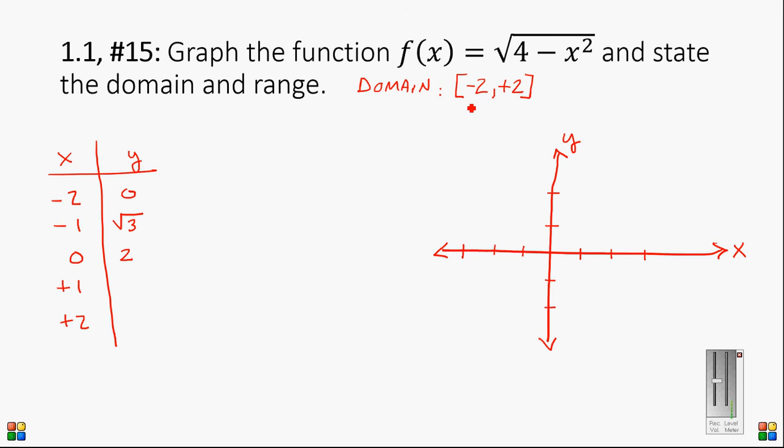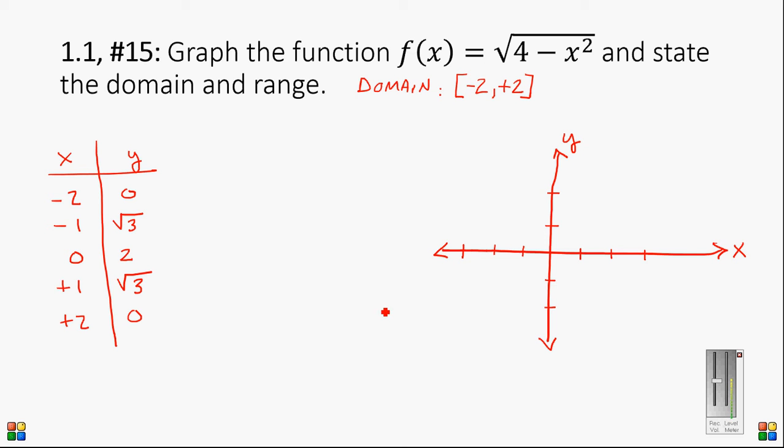And then 1 again. 1 squared is 1. 4 minus 1 is the square root of 3. And last but not least is 2. 2 squared is 4. 4 minus 4 is 0. Square root of 0 is 0. So those are my numbers.